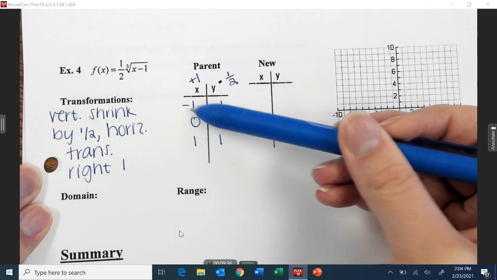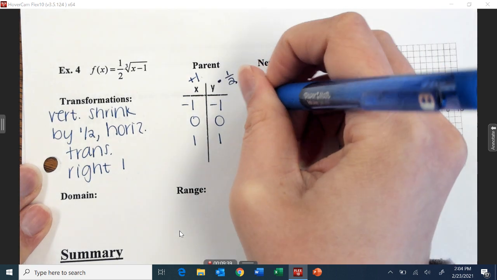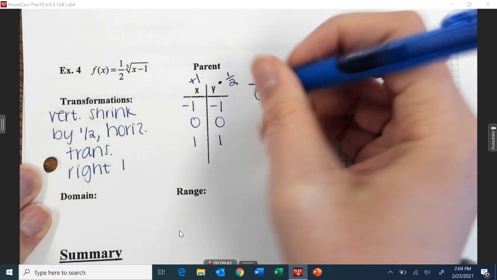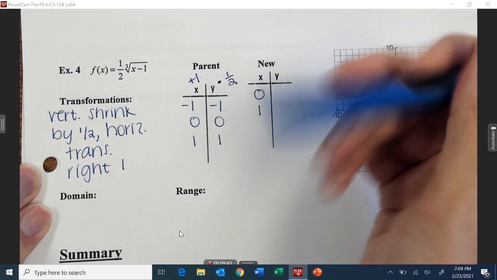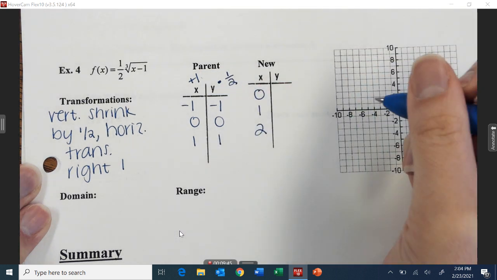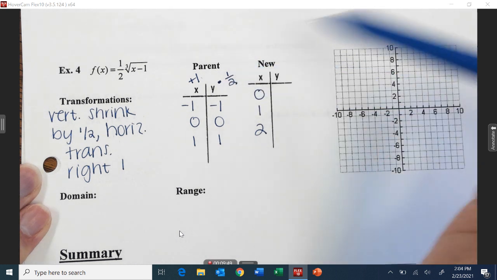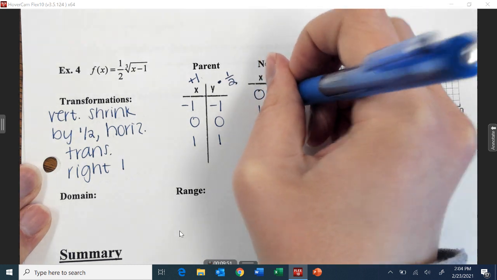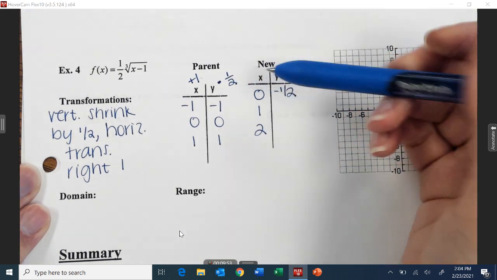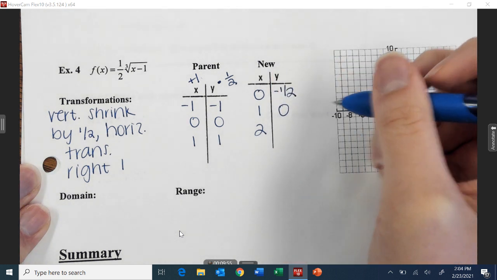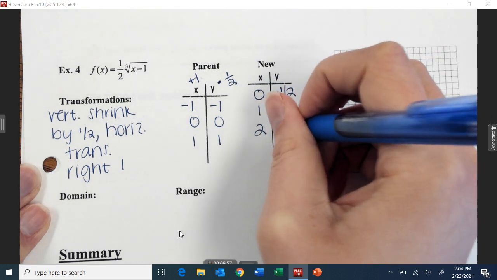Starting with the x's, negative 1 plus 1 is 0. 0 plus 1 is 1. 1 plus 1 is 2. Multiply the y's by 1/2. Negative 1 times 1/2 is negative 1/2. 0 times 1/2 is 0. 1 times 1/2 is 1/2.